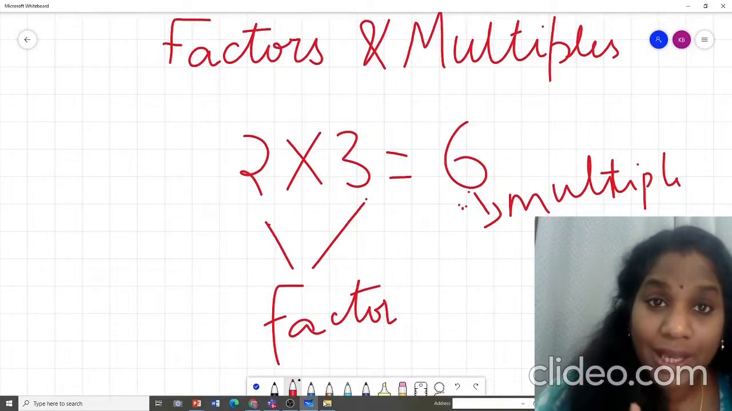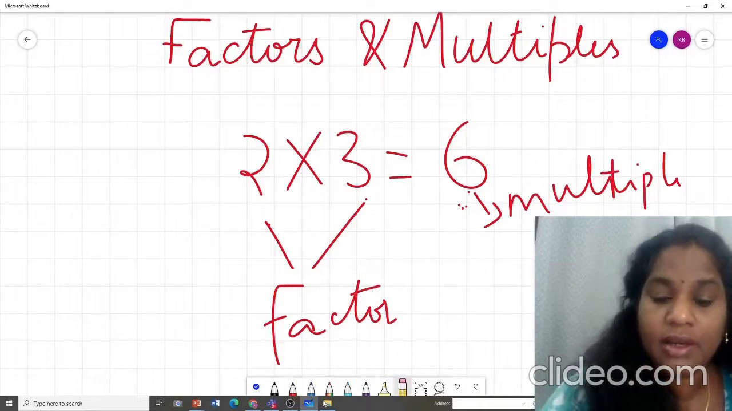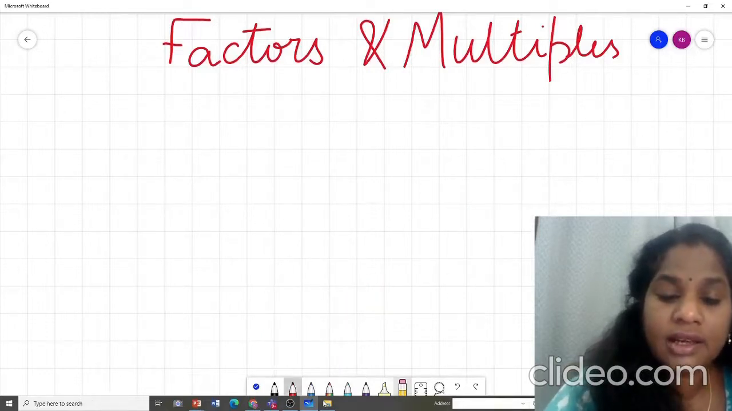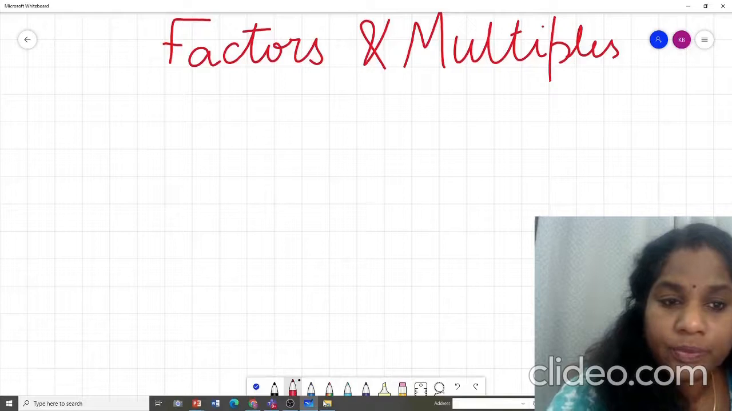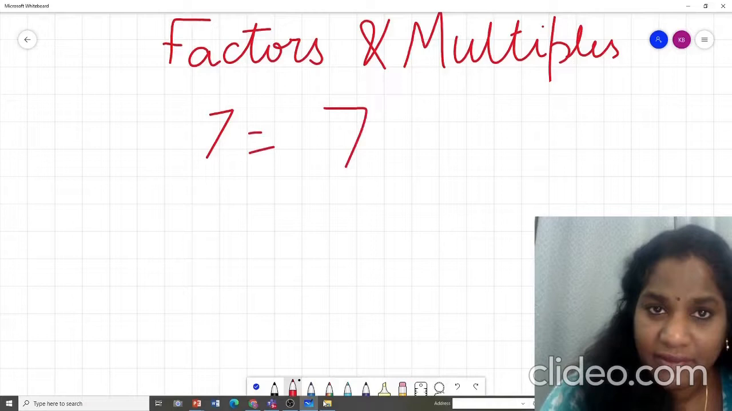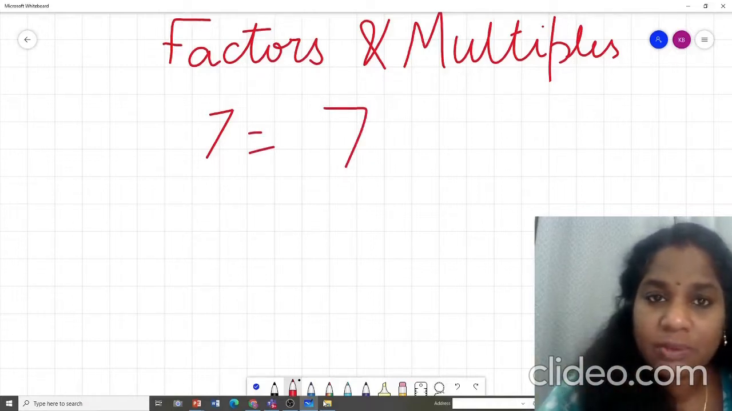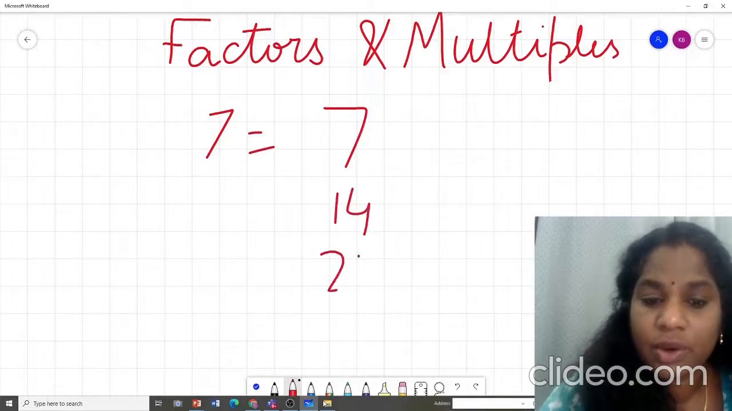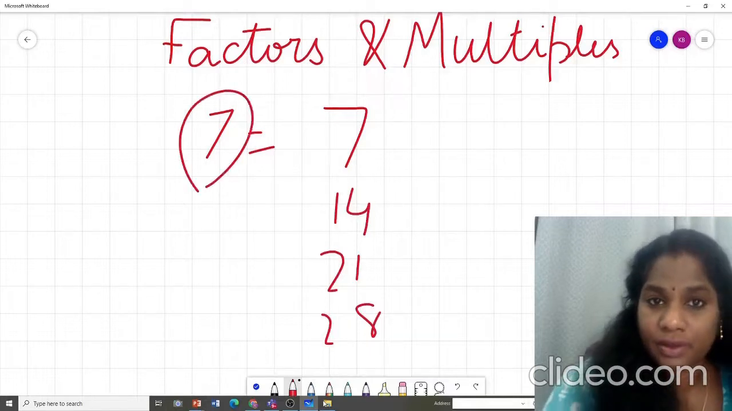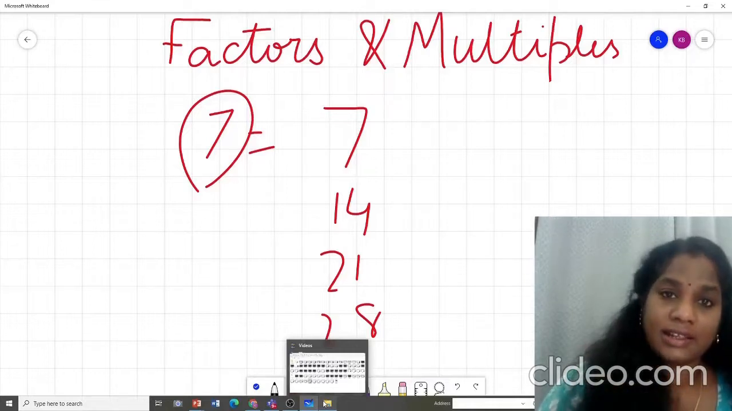Multiple is always greater or equal to the given number. Right? How do we know that? If I have to find the multiple of 7, what will be the first multiple? It will be 7. 7 into 1 is equal to 7. After that, what will be the multiple? 14, 21, 28, all these are greater than the number. Right? So multiple is either equal to or greater than the given number.